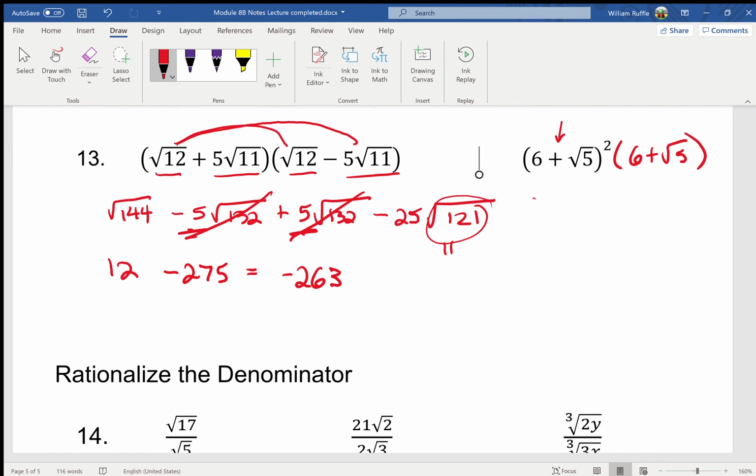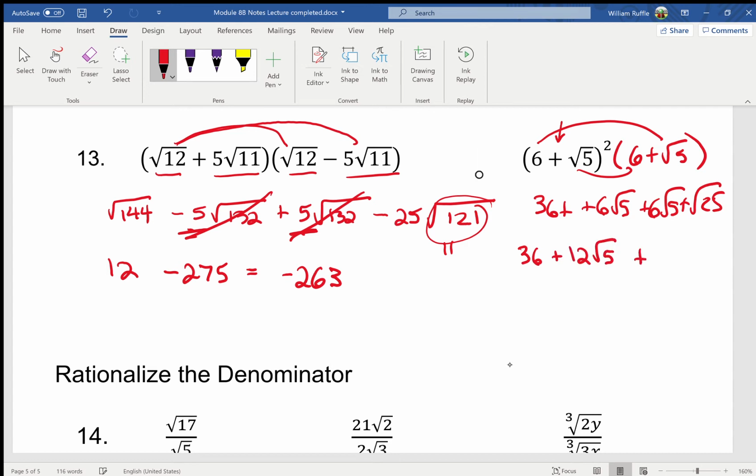6 times 6 is 36. 6 times 5 is plus 6 root 5, plus 6 root 5, plus the square root of 25. So we have 36 plus 12 root 5 plus 5. 41 plus 12 root 5. Okay. It'll take some practice on this, but these aren't too bad.